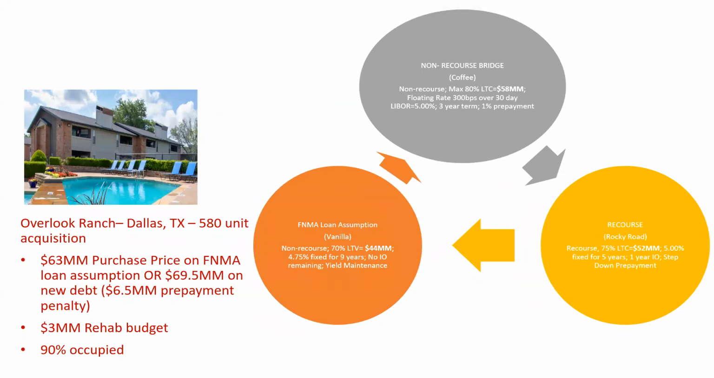So this one's a little bit interesting. It was a 580 unit deal here in Dallas. So it had two prices when it went out to market. It had a $63 million purchase on a loan assumption, or 69.5 on new debt, because of the prepay. So the prepayment penalty, there was still 9 years left on this loan. It was a Fannie loan, and it has $6.5 million prepay.